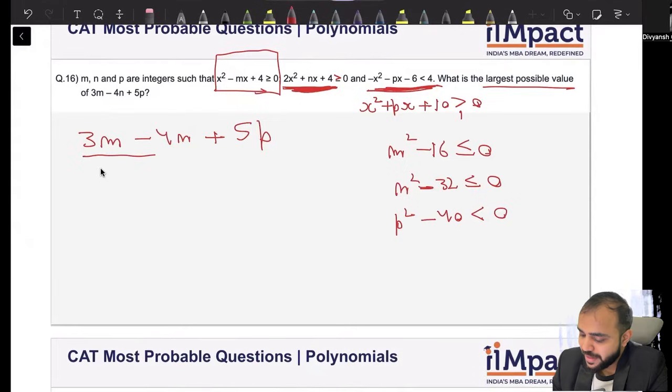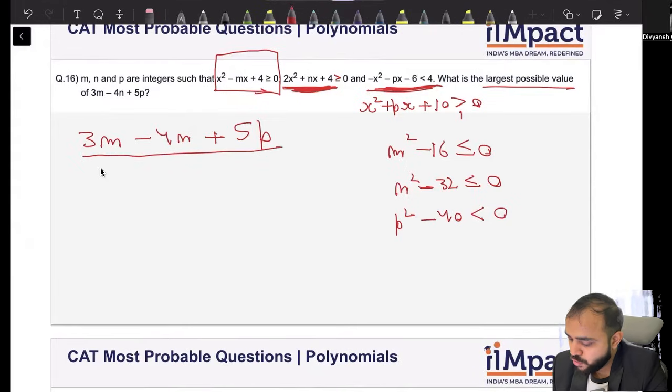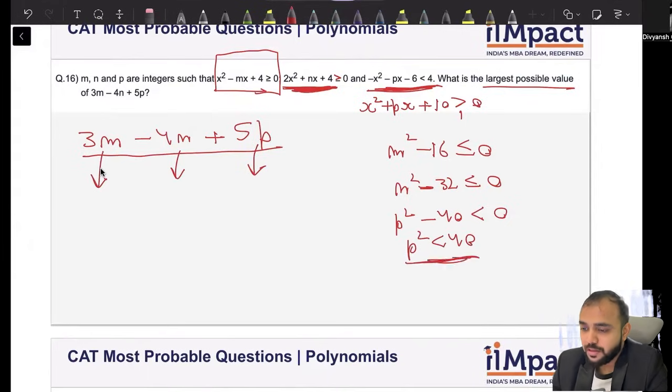Now, if I want to maximize this, I would want to maximize m, I would want to minimize n, and I would want to maximize p. So if p square is less than 40, the maximum value of p, an integer, can be 6. So this is 6 into 5.